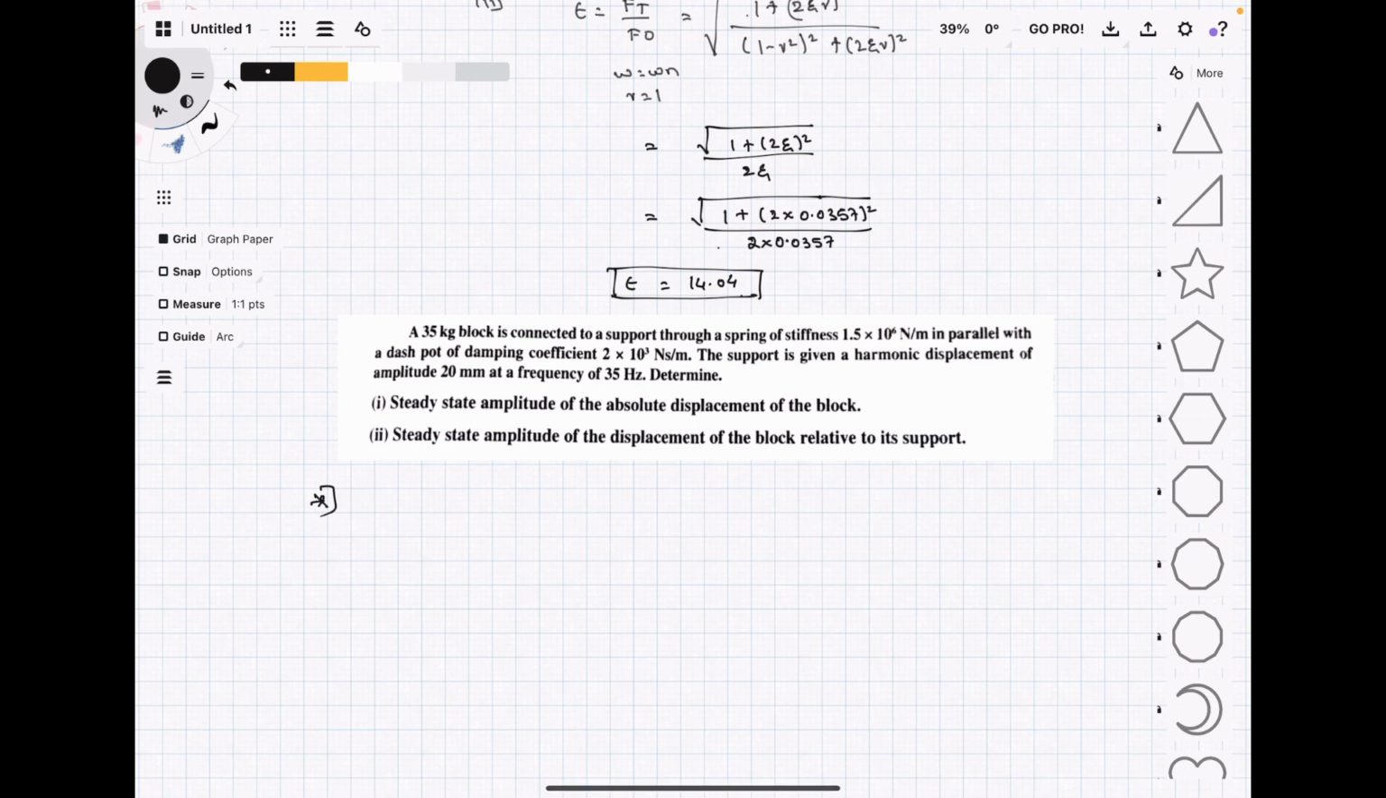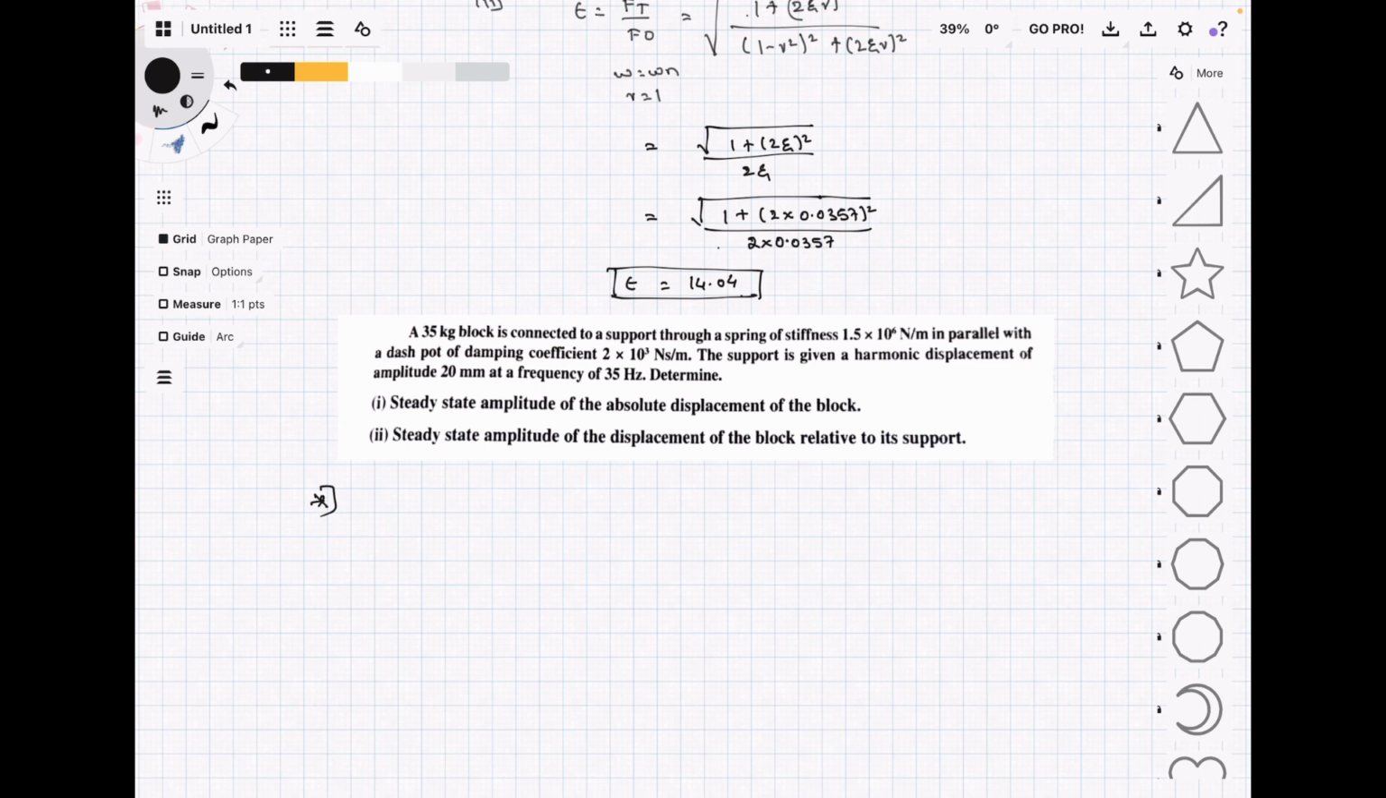In this particular problem, a 35 kg block is connected to a support through a spring of stiffness 1.5 into 10 to the power 6 Newton per meter in parallel with a dashpot of damping coefficient 2 into 10 to the power 3 Newton second per meter. The support is given a harmonic displacement of amplitude 20 mm at a frequency of 35 Hertz.